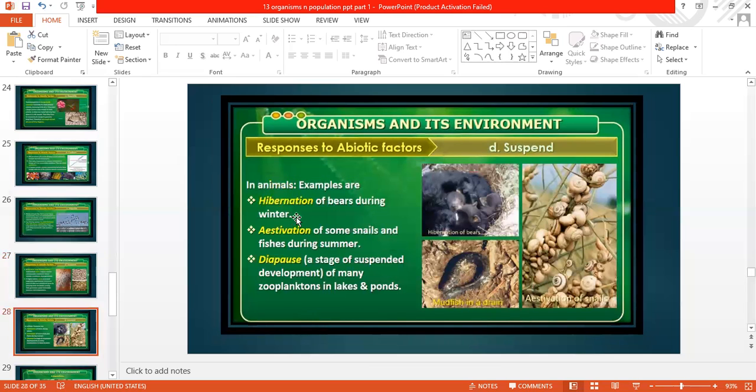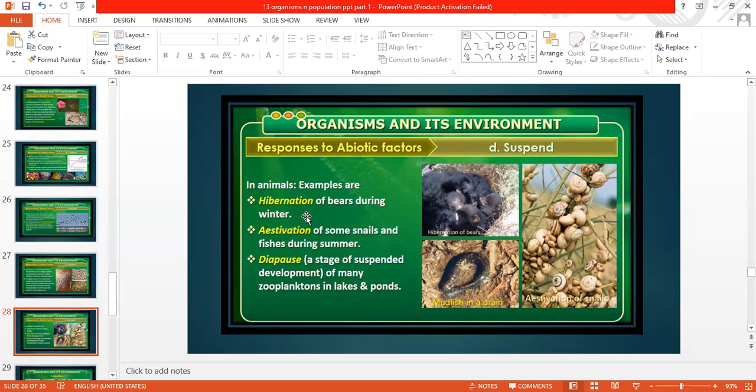Another example, in animals. I just told you two examples in plants, but in animals, they will overcome this localized stressful condition either by hibernation, estivation, or diapause.